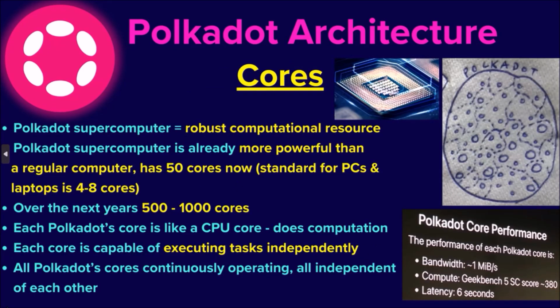Moving to Polkadot's cores, ultimately the main purpose of Polkadot as a supercomputer is to serve as a robust, unstoppable computational resource. In the current form with 50 cores, the Polkadot supercomputer is already several times more powerful than standard computers, which usually have between 4 to 8 cores. According to Gavin Wood, over the next few years, Polkadot will scale up to hundreds of cores. Each Polkadot core is like a core on a processor. It does computation and executes tasks. So each core is continuously operating, running one process at a time, independently of all other Polkadot cores.